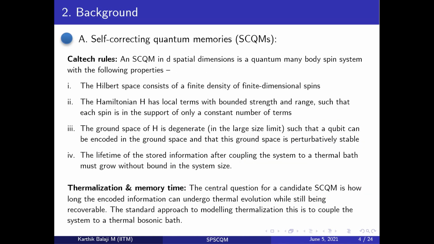Now let's look at a brief background on SCQMs, or self-correcting quantum memories. The requirements of a SCQM have been formalized by the so-called Caltech group. That is, an SCQM in d spatial dimensions is a quantum many-body spin system with the following properties. The Hilbert space consists of a finite density of finite dimensional spins. The Hamiltonian has local terms with bounded strength and range, such that each spin is in the support of only a constant number of terms.